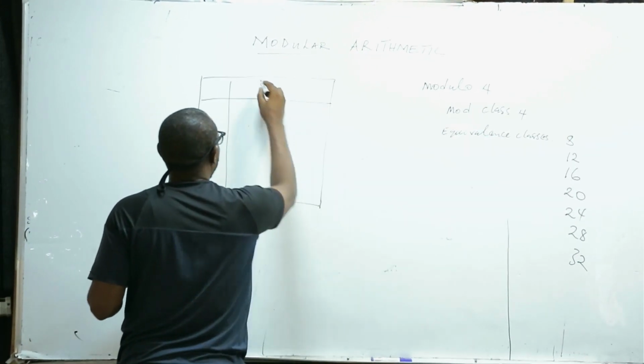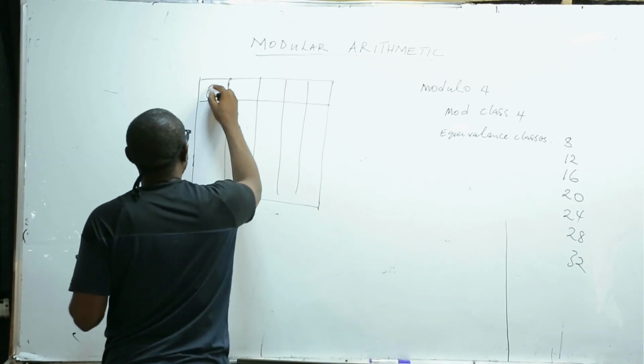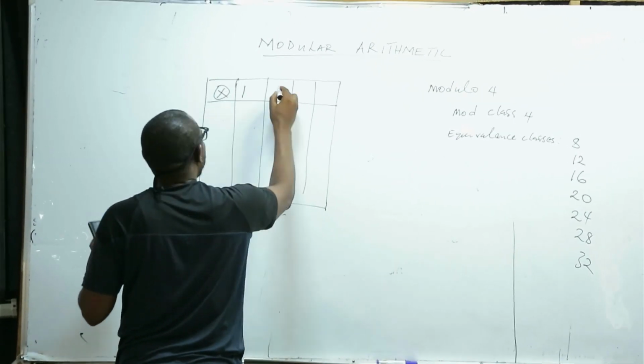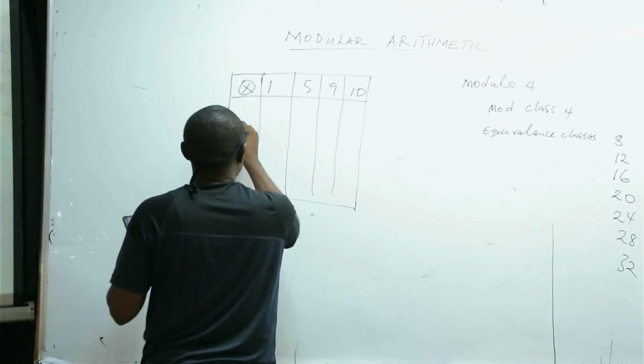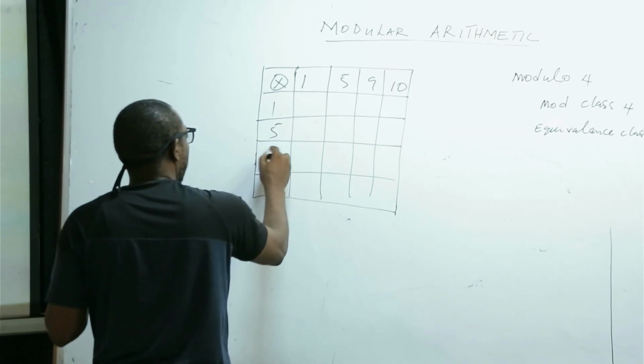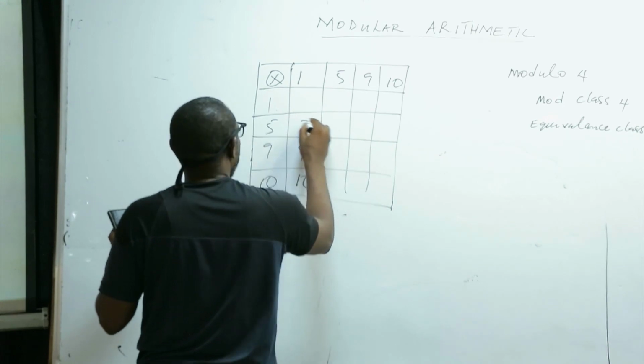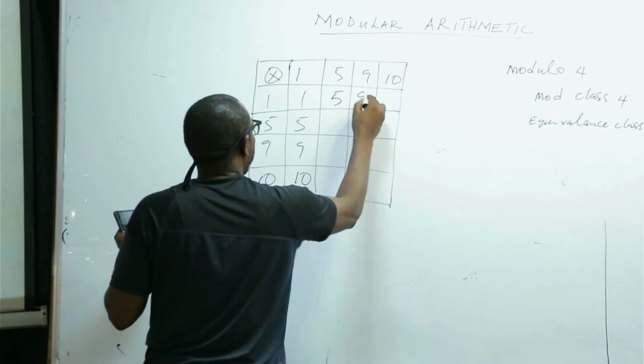So a table was given to us. I want you to copy the table. They say copy and complete, so copy the table. We have 1, 5, 9, 10. Those are the elements given. Here was 10, 9. Here is 5, 1, 5, 9, 10.